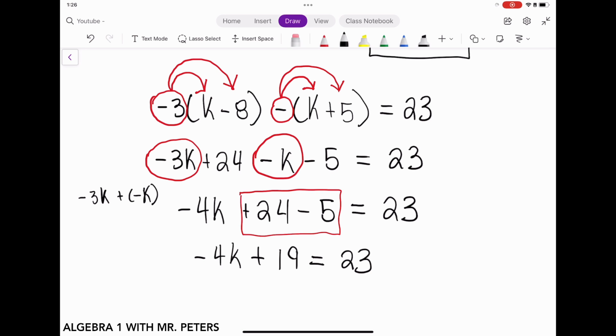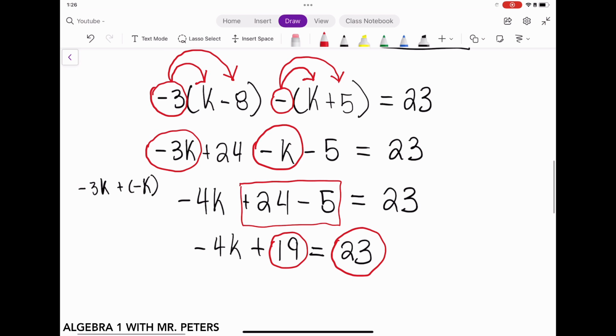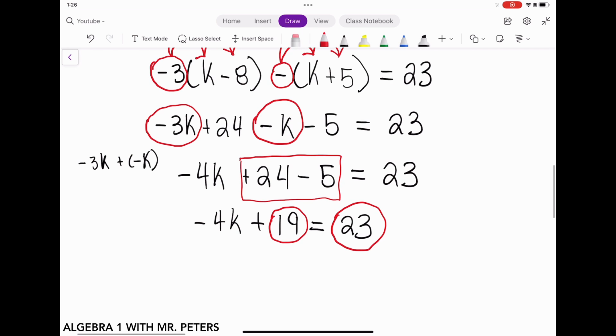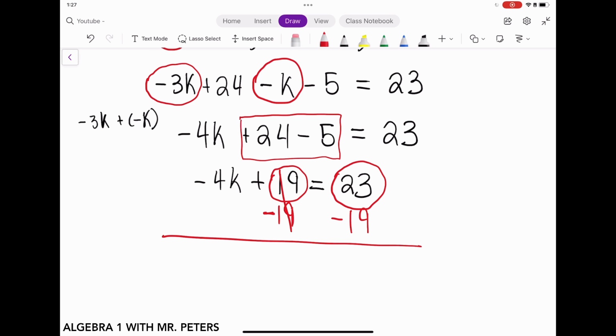Now, at this step, we still notice that there are like terms for us to add. We have 19 and we have 23. But how are we going to combine these two like terms? We're going to use those inverse operations and work backwards. So positive 19, I'm going to subtract it, because that's the opposite of positive 19, negative 19. Subtract it from itself. I'll go on the opposite side of the equal sign and do the same thing with its like term. And now we have negative 4k is equal to 4.